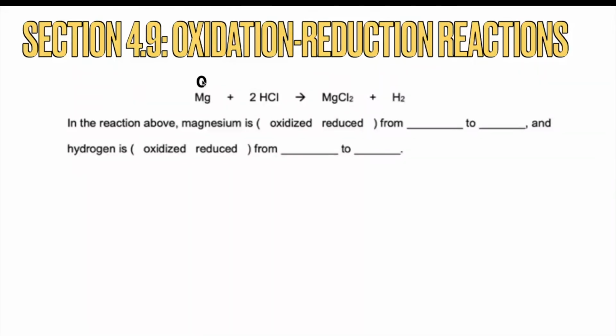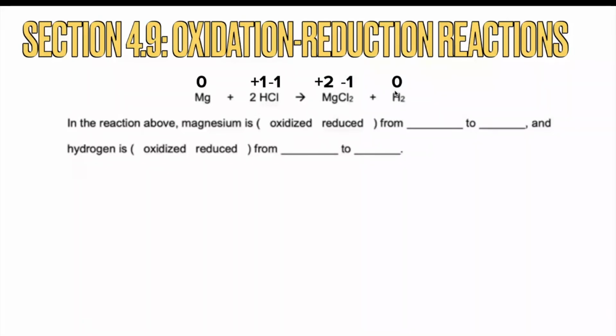Magnesium, 0. Here I have hydrogen, +1. Chlorine must be a -1 then. On the opposite side, I've got, again, chlorine -1. Magnesium is +2. Again, I know magnesium has to be a +2. Chlorine has to be -1. Good old ionic compound rules. Hydrogen is neutral, so it's 0.